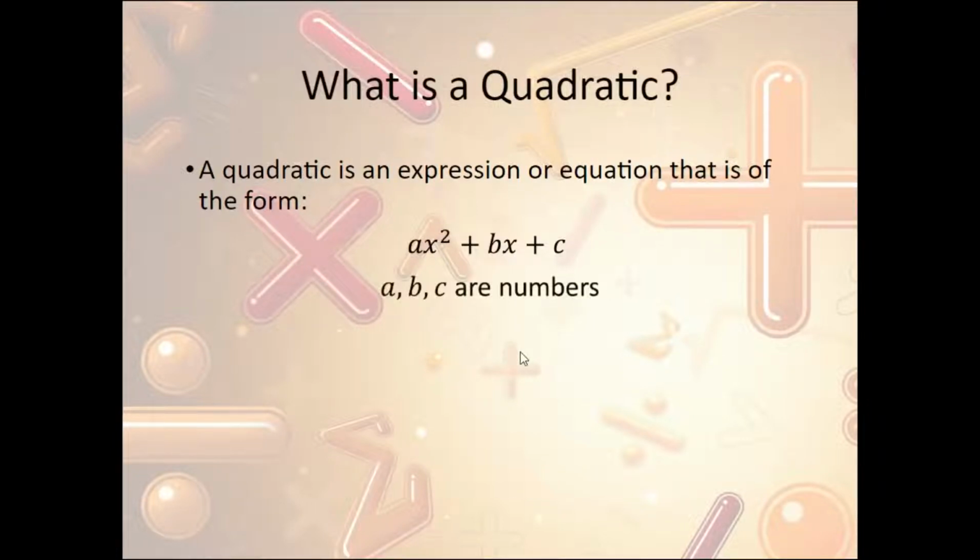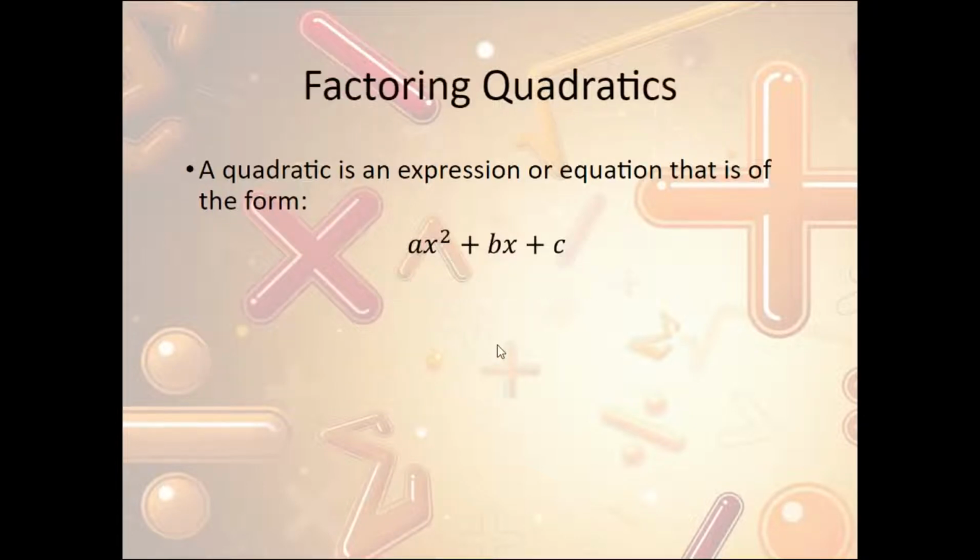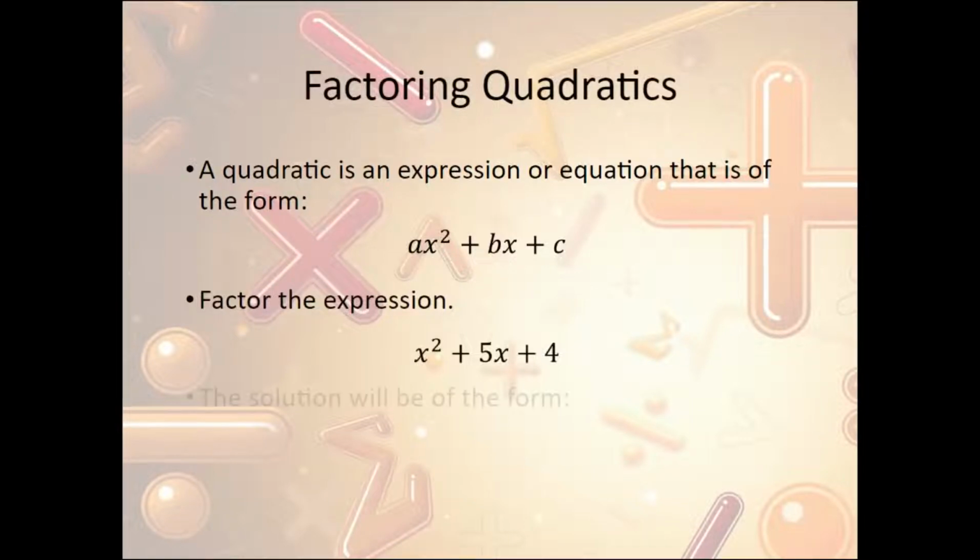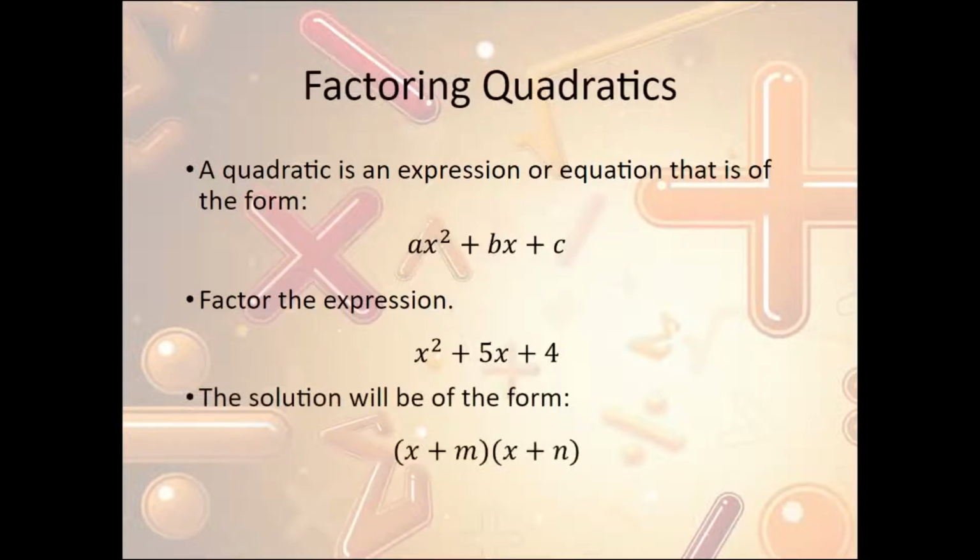A, b, and c are all numbers, so those are not actually variables. So an example would be 3x squared plus 2x plus 4. That would be an example of a quadratic. So if I asked you to factor this quadratic, x squared plus 5x plus 4, the solution is going to be of this form: x plus m times x plus n, and m and n will be some number. So we need to figure out what numbers need to go in these two spots.